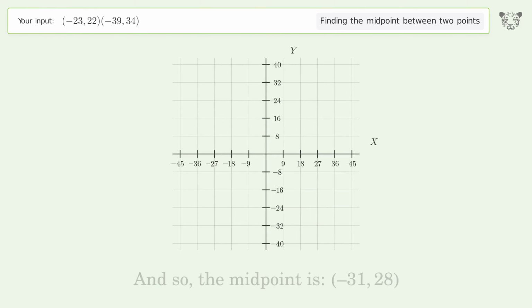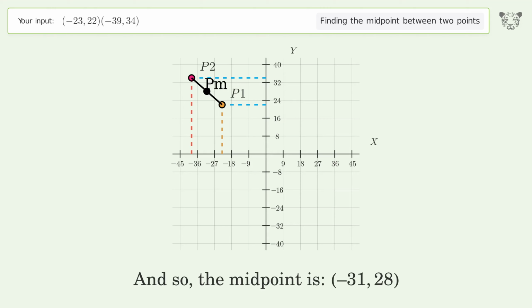And so, the midpoint is negative 31, 28.